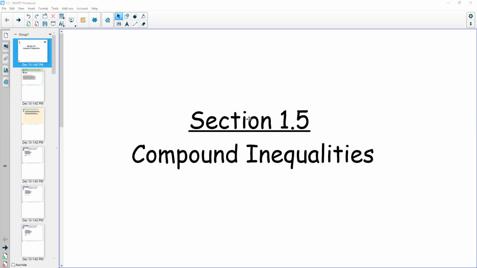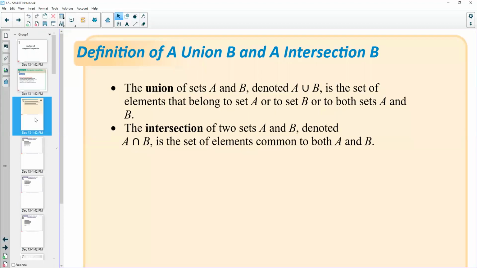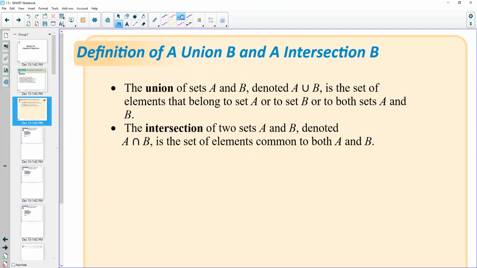So the first section in here is about compound inequalities. What you need to know about them is really that there's 2 ways to think about compound inequalities, or 2 kinds of things that happen really. There's one case where I'm trying to figure out A or B.